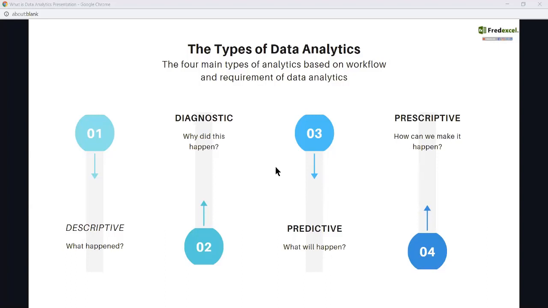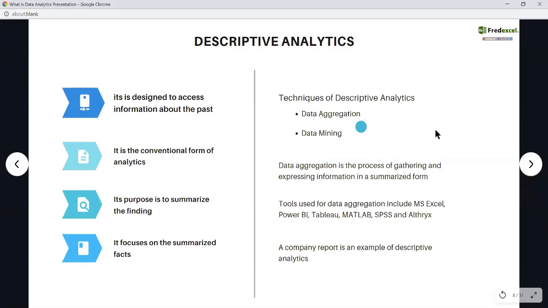We'll pick each of these and try to digest it or make meaning out of it. When you talk about descriptive analytics or descriptive data, what happened? We are talking about the past. And that's where you can see that's the number one. So we'll move into the descriptive analytics. It is designed to access information about the past. What has happened?